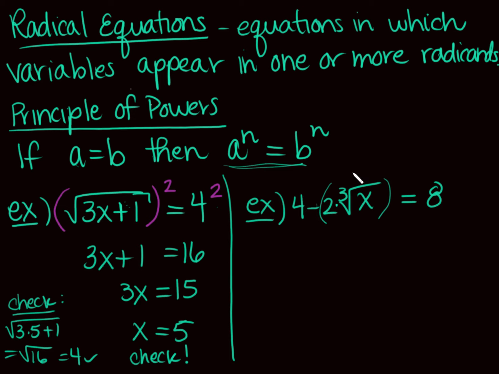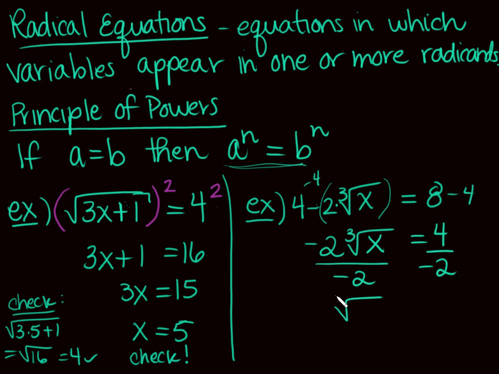So what I want to do is get that cube root by itself. I'm going to subtract 4 from both sides. So I get negative 2 times the cube root of x equals 4. Then I don't want to cube it quite yet. I'm going to divide by the negative 2. So I get the cube root of x equals negative 2. Is that possible? Yeah, it sure is, because a cube root can equal a negative. Now I'm going to use my principle of powers.